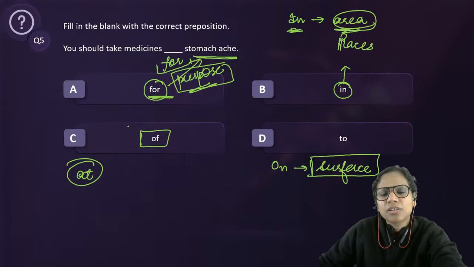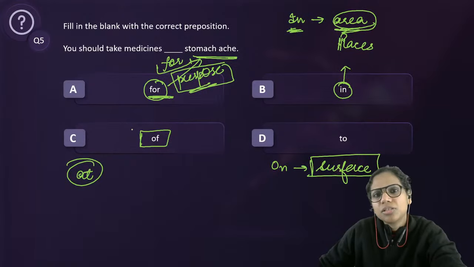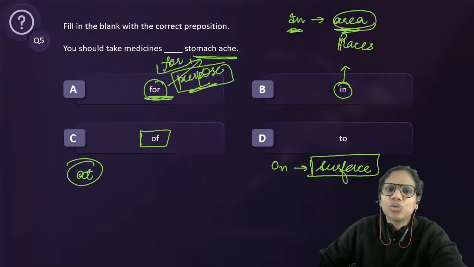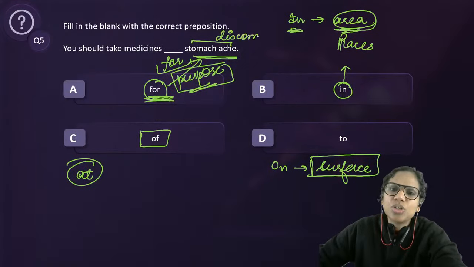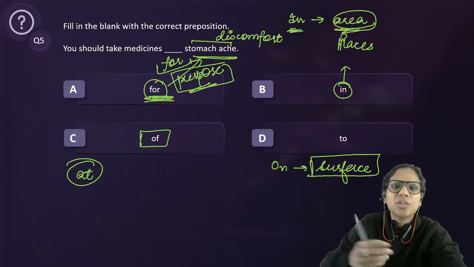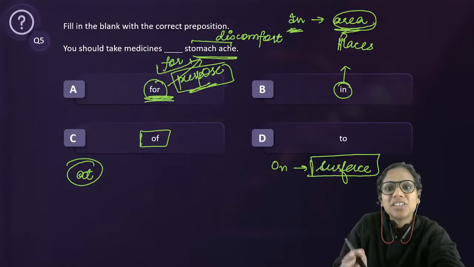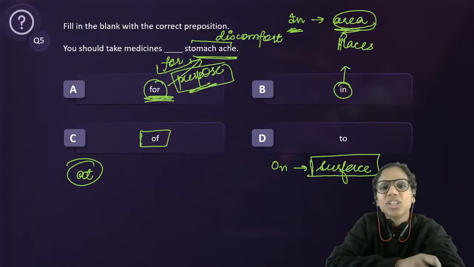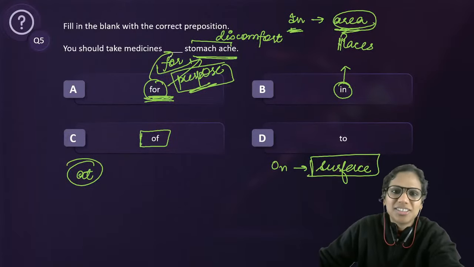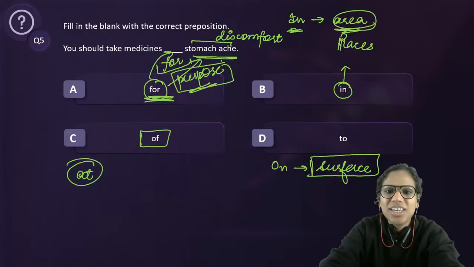You should take medicines. No, no. Basically, we are talking about this as a discomfort, right? तो इसके लिए ना, so what I want to tell this person is, इसके लिए जो medicines होती हैं वो ले लो, इसके लिए. So that's why for is the one that will fit here, right? Meant for. Okay, not of.